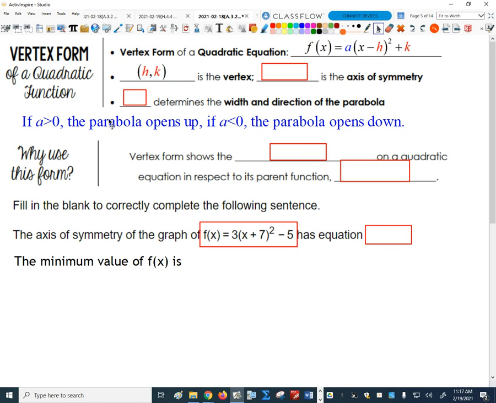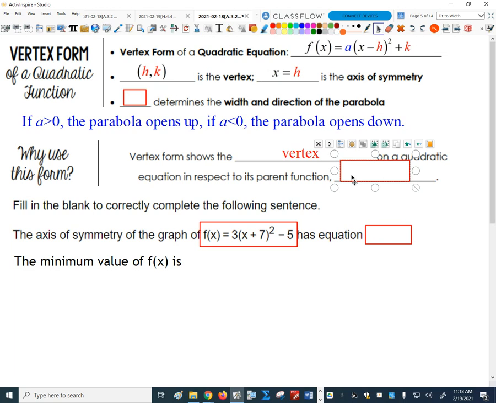We know that h and k give us the coordinates of the vertex of the parabola. So now it's going to be the point of the U instead of the point of the V. And we still know, just like before, x equals h is the axis of symmetry, right? So this vertex form is useful because it shows us exactly where the vertex is. So it makes it easy to graph.